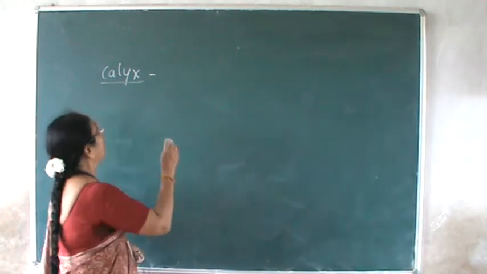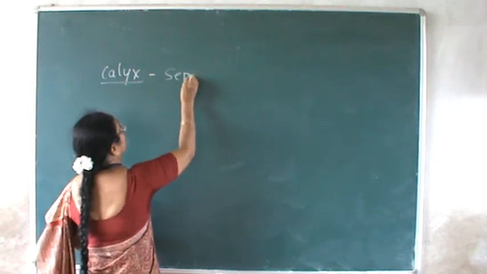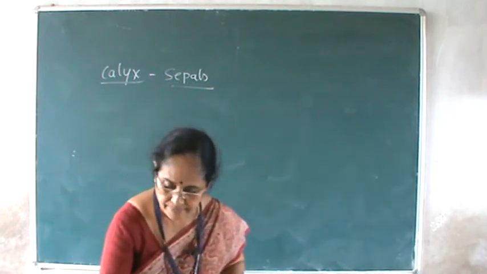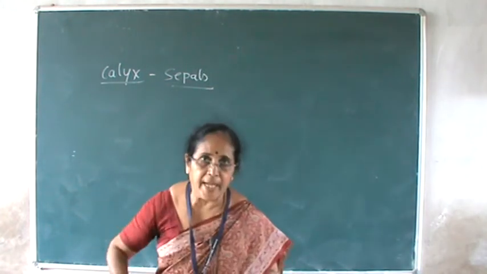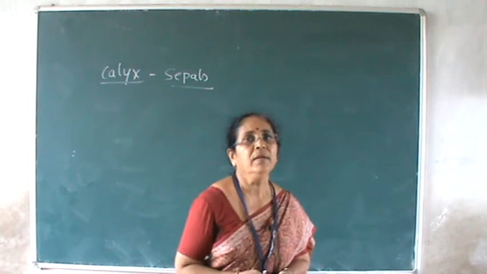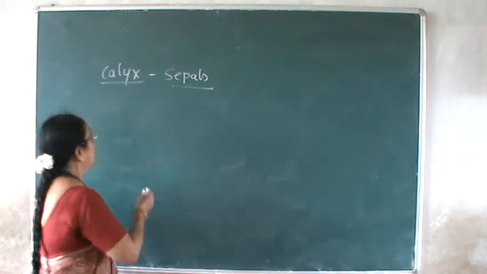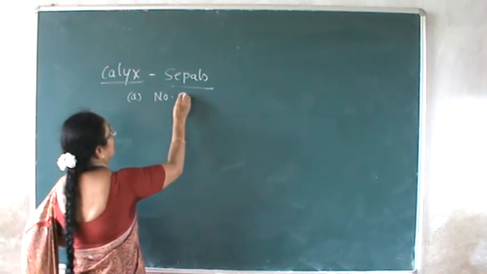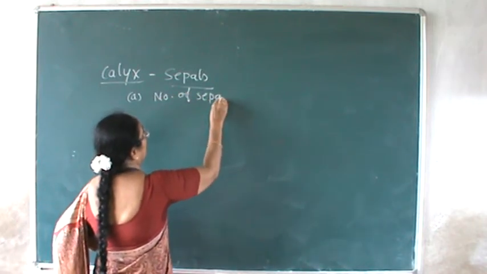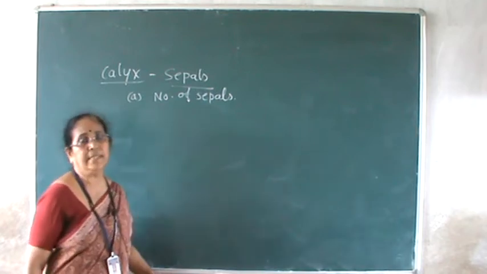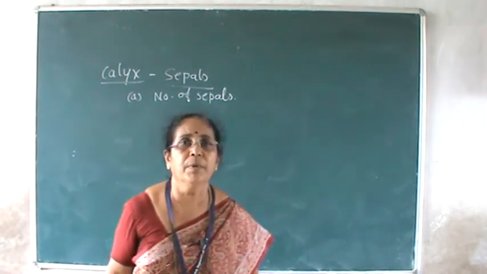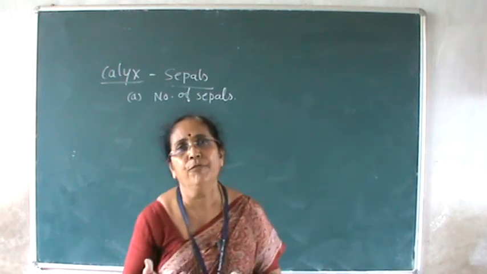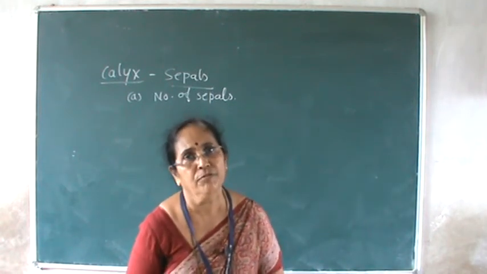The calyx is made up of sepals. The sepals are the units of calyx. Now to describe the calyx, first take a flower, hold the flower in your hand, and first thing what you are going to do is, you are going to count the number of sepals. Okay? First you count the number, write down the number of sepals. What is the exact number, whether they are 3, 4 or 5 or more than 5.